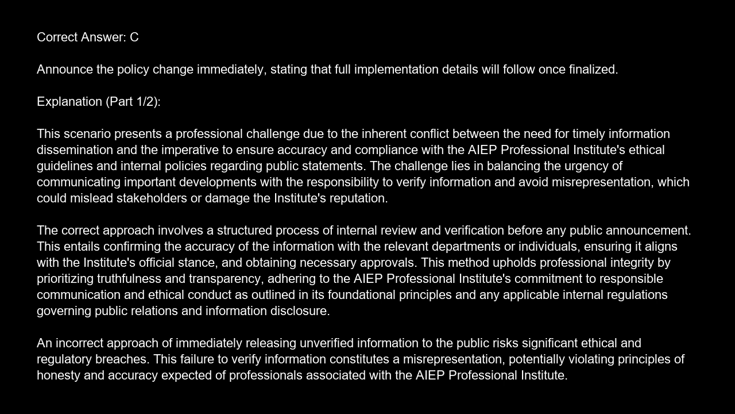The correct approach involves a structured process of internal review and verification before any public announcement. This entails confirming the accuracy of the information with the relevant departments or individuals, ensuring it aligns with the Institute's official stance, and obtaining necessary approvals. This method upholds professional integrity by prioritizing truthfulness and transparency, adhering to the AIEP Professional Institute's commitment to responsible communication and ethical conduct, as outlined in its foundational principles, and any applicable internal regulations governing public relations and information disclosure.